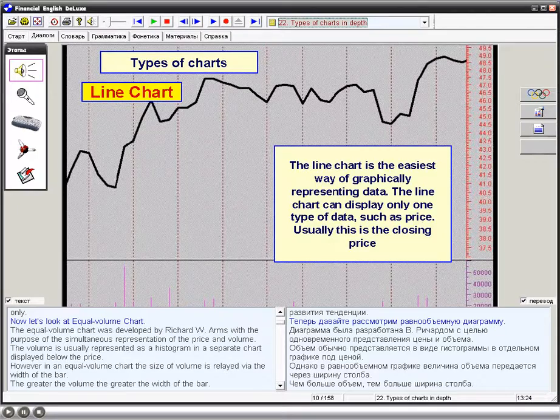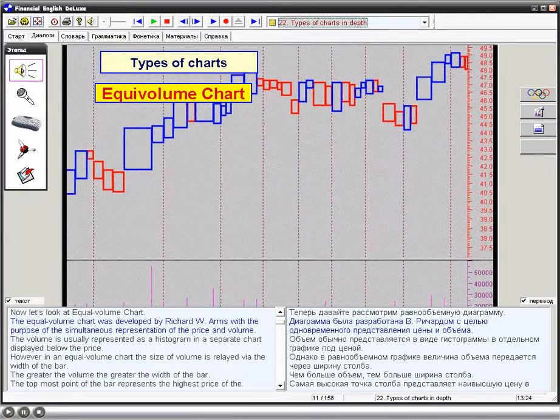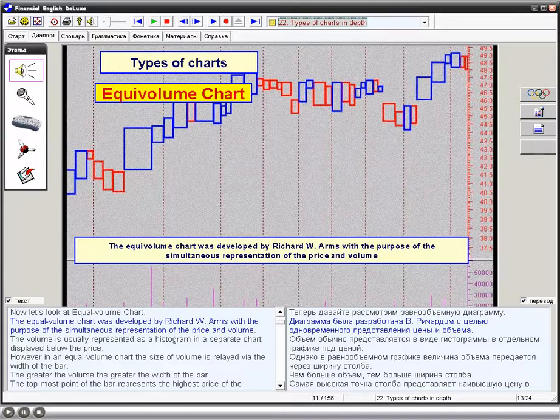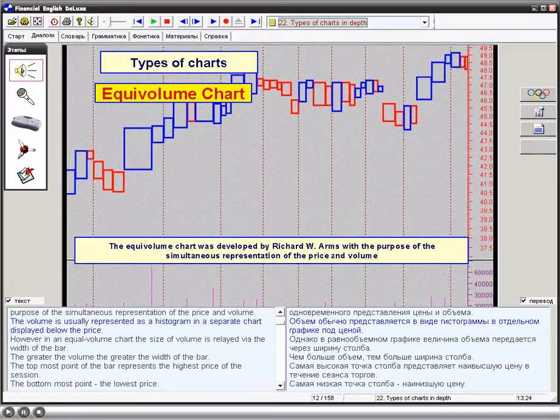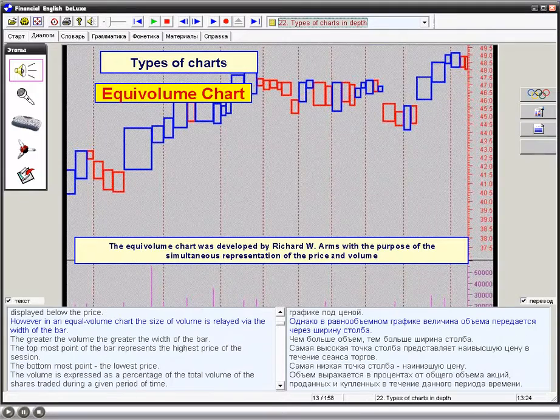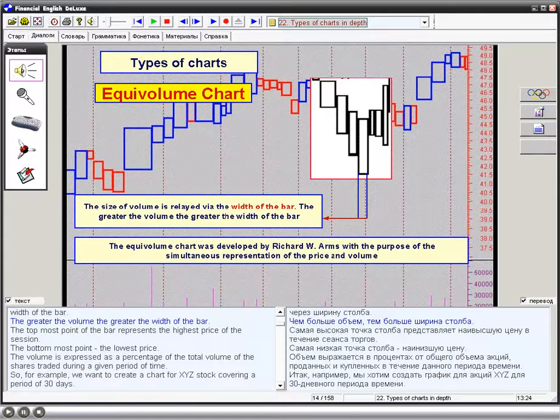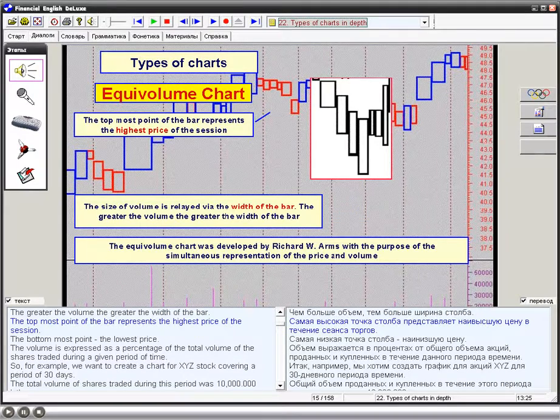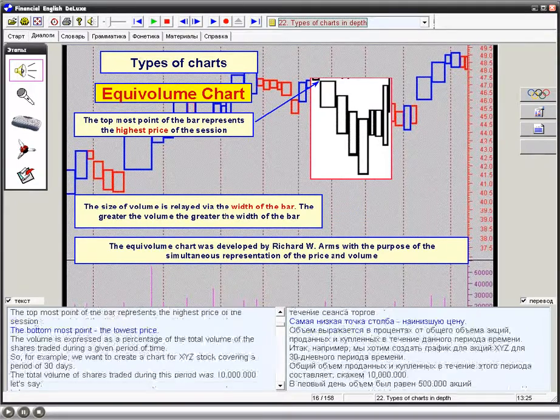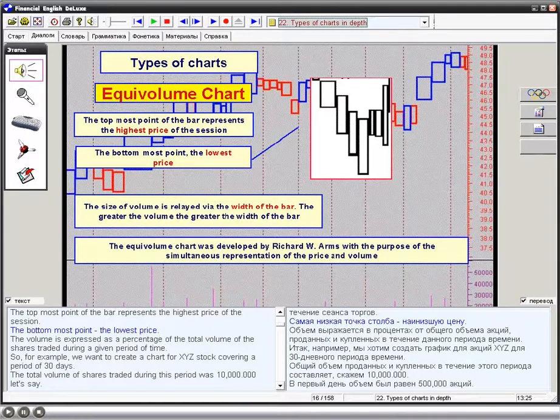Now let's look at an equal volume chart. The equal volume chart was developed by Richard W. Arms with the purpose of the simultaneous representation of the price and volume. The volume is usually represented as a histogram in a separate chart displayed below the price. However, in an equal volume chart, the size of volume is relayed via the width of the bar. The greater the volume, the greater the width of the bar. The topmost point of the bar represents the highest price of the session, and the bottommost point, the lowest price.